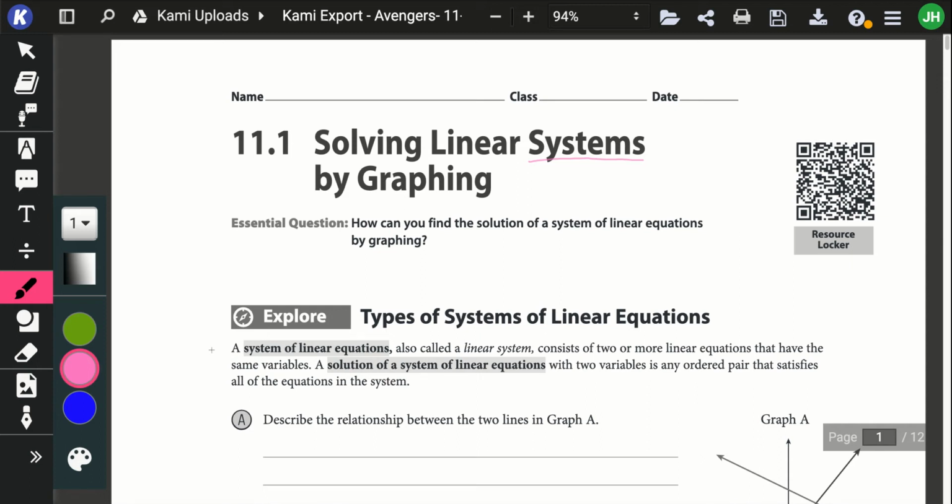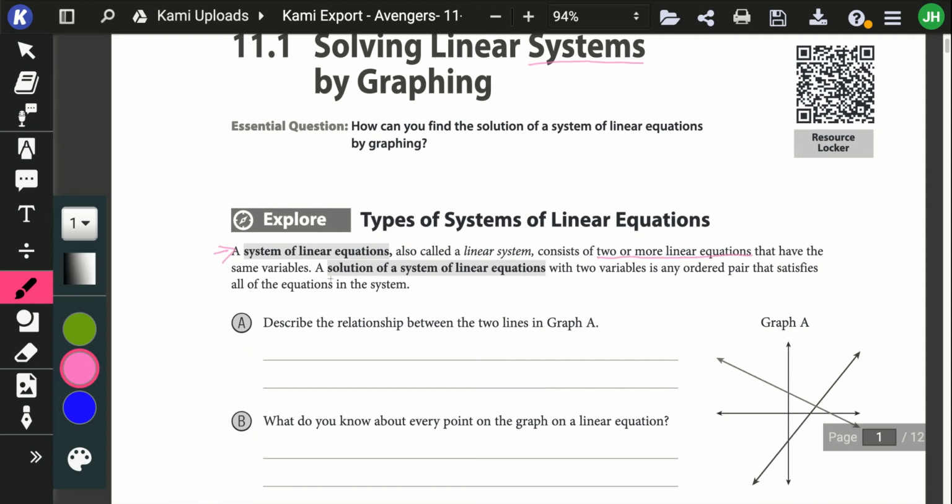So you can see here a linear system, a system of linear equations is called a linear system. It has two or more linear equations that have the same variables. The solution, this is important, the solution of a system of linear equations with two variables is any ordered pair, that's x comma y, that satisfies all of the equations in the system.